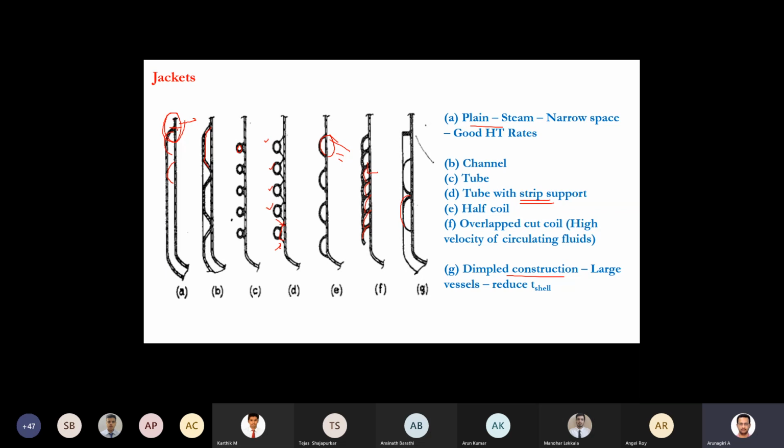So this leads to more thickness of the vessel at specific portions. If the thickness of the vessel increases, automatically the dead weight of the vessel increases, which means the material used for forming the vessel increases, and capital cost increases. That's the idea. So to reduce the cost, we will go for this type of dimple construction arrangement. Normally this dimple construction and plain type of jackets are used whenever we are using steam as the heating medium. That's the idea. This is about jackets, the different types of jackets.